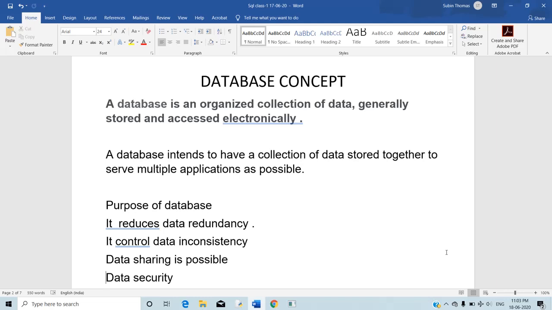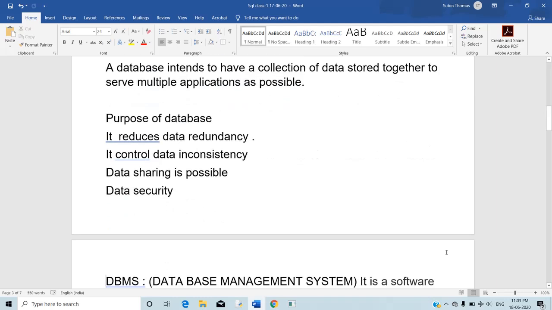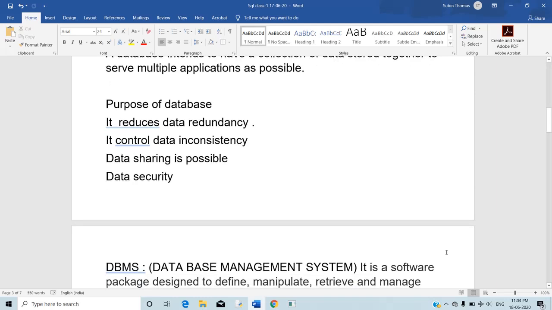And the third point is that data sharing is possible. Sharing of data is a main use of your database. The same data, the same database, can be used in multiple applications. And the fourth main purpose is data security. Data stored in a database must be secure. That means you can protect it by using different types of security methods. You can give password protection for your database. Only those who know the password can access its content. So that is your data security.